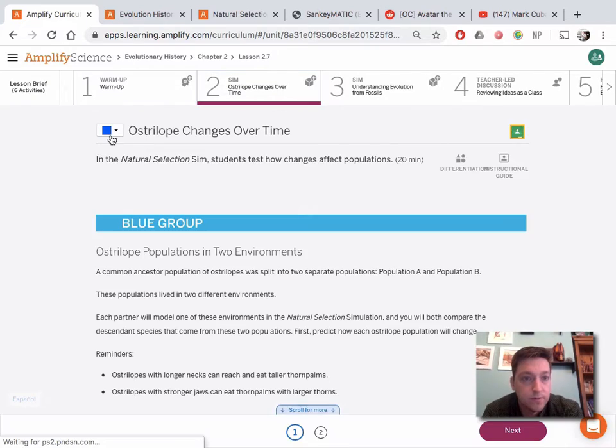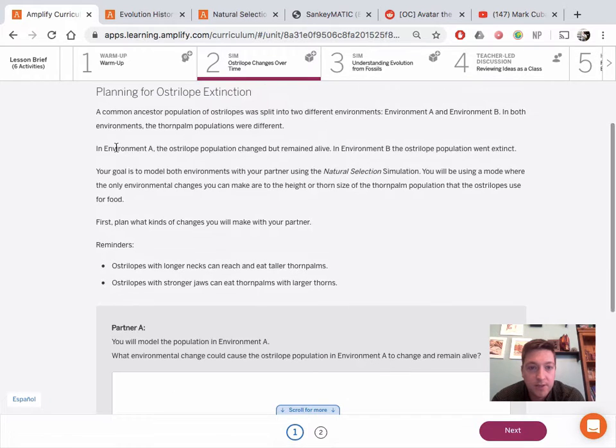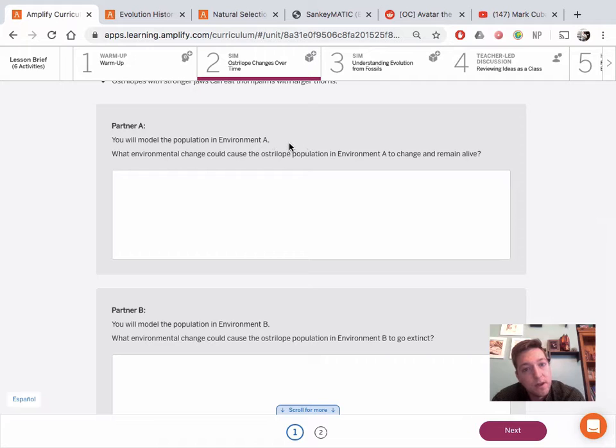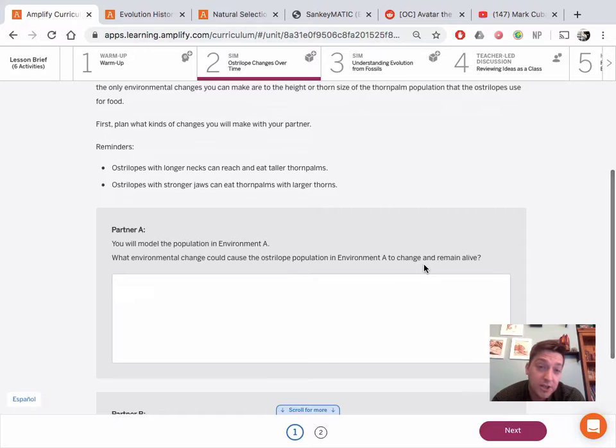Let's go to part two. So, in part two, we are going to plan for Australope extinction. So, we're going to create two environments. In the first environment, we're going to create a change that is not so extreme, so the Australopes will be able to adapt. And in environment B, we're going to create such a massive change that the Australopes go extinct. And what changes can we make? We can change the height of the thorn palms, and we can change how big the thorns are on the thorn palms. And we'll see if the Australopes can adapt with longer necks or stronger jaws.